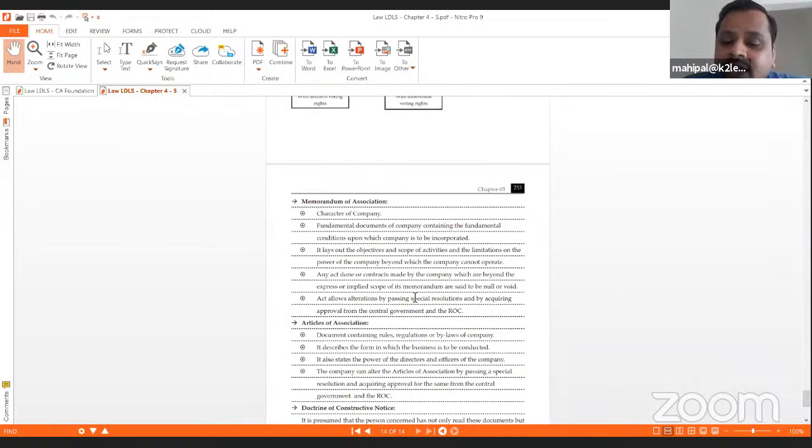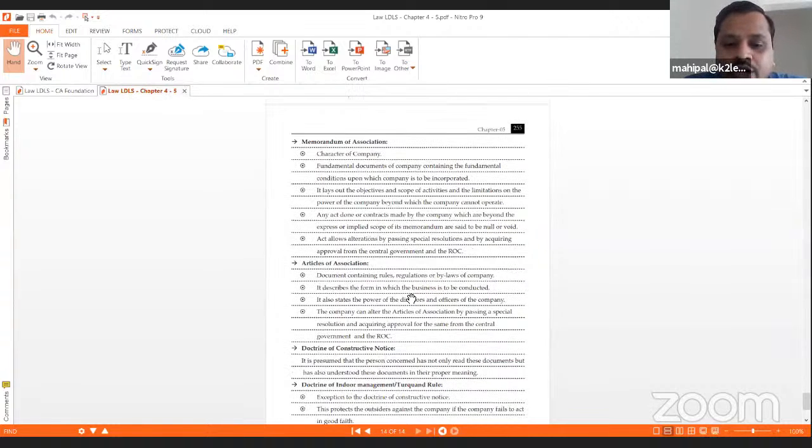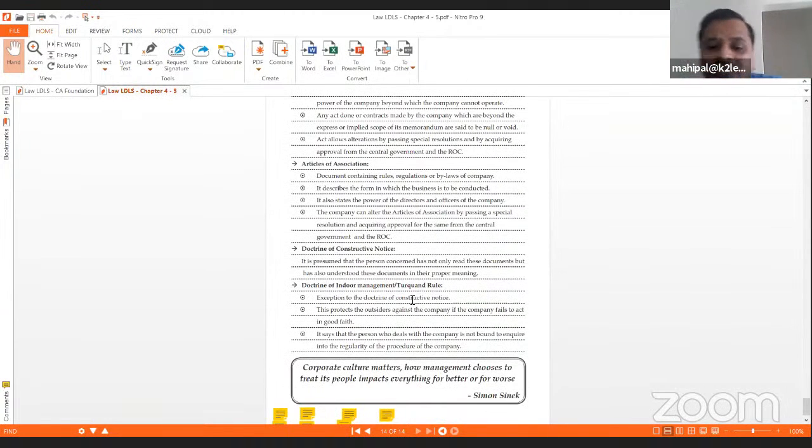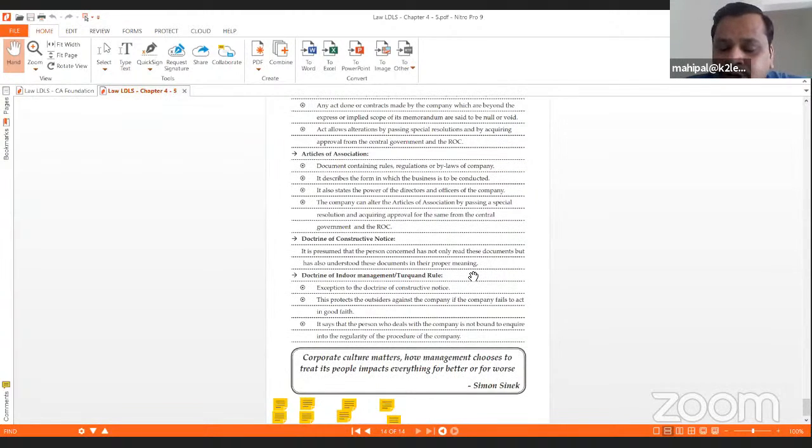AOA is a bylaw. It is more of an internal document. It describes the day-to-day operation of the company. Doctrine of constructive notice: it is presumed that every person concerned has not only read this document but has also understood this document in its proper meaning. Doctrine of indoor management is a very, very important question. Turquand's rule. Please make sure you remember this.